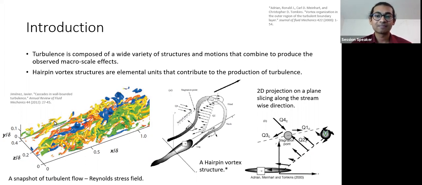observed macroscale effects. An example can be seen on the bottom left, which shows a snapshot of the Reynolds stress field. This field is composed of hairpin vortex candidates, which are the elemental units that contribute to the production of turbulence. The structure can be seen in the middle with a notable horseshoe-shaped vortex with a head and legs. And finally, we have a 2D projection at the end that shows that the structure is made up of a vortex and a stagnation point, which is considered as the signature for a hairpin vortex.